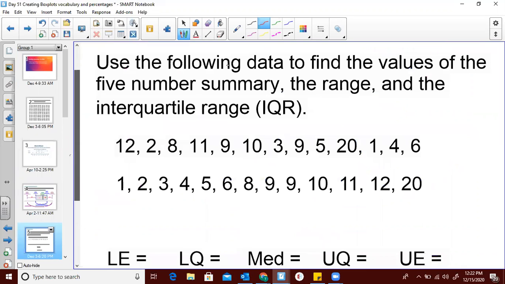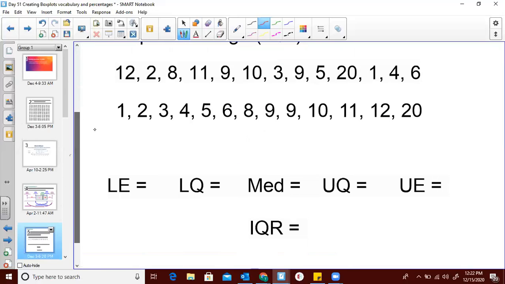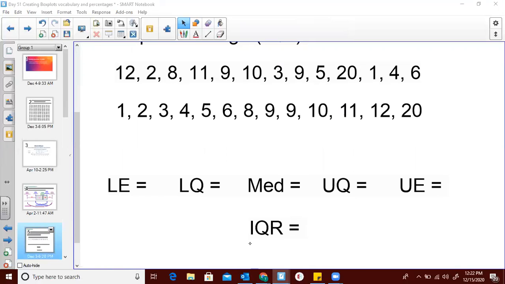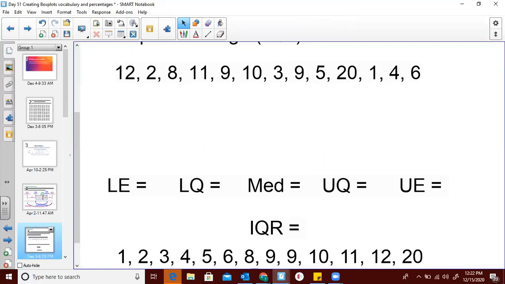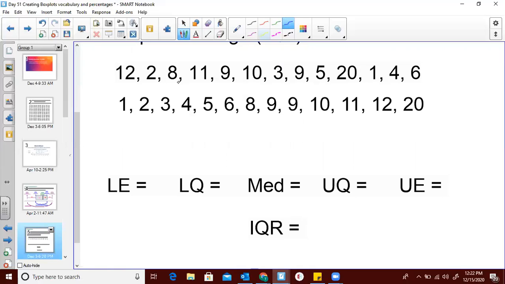So we're going to use the following data to find the values of the 5-number summary, the range, and the interquartile range as well. So right away, you guys could probably tell that they gave us that number set above. Well, I went ahead and put those numbers in order. That's going to be your first step. All right, so go ahead and get these numbers in order.